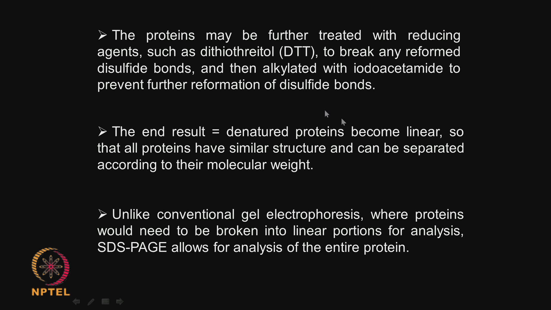The protein may be further treated with reducing agents such as dithioerythritol to break any reformed disulfide bonds. Basically, you want to break the protein. So, when you do SDS PAGE, the protein loses its conformation, so it loses its activity. It is alkylated with iodoacetamide to prevent further reformation. So, the end result will be a denatured protein, it becomes linear. All the proteins will have similar structures, and so they are separated based on their molecular weight.